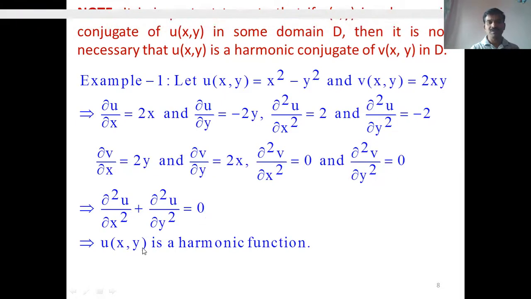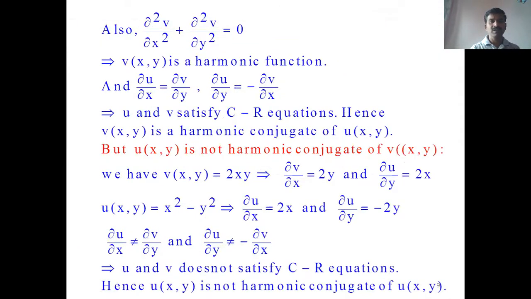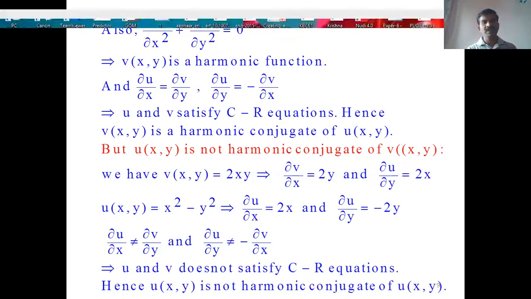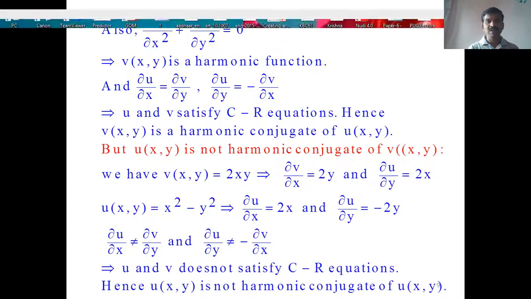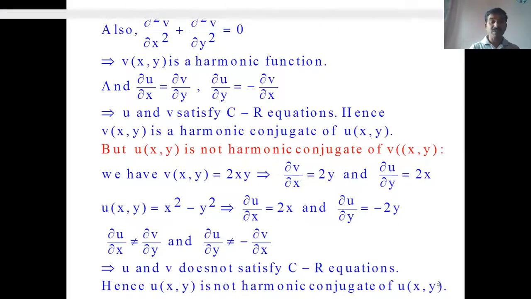So u is a harmonic function. In the same way v also satisfies the Laplace equation, so v is also a harmonic function. Now we take the CR equations: ∂u/∂x equals ∂v/∂y, and ∂u/∂y equals minus ∂v/∂x. That means u and v satisfy the CR equations. Hence, v is a harmonic conjugate of u, but u is not a harmonic conjugate of v.